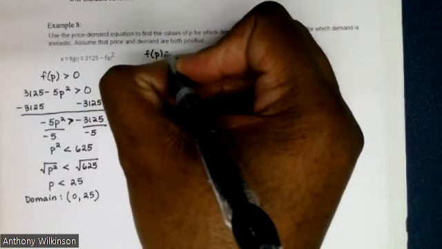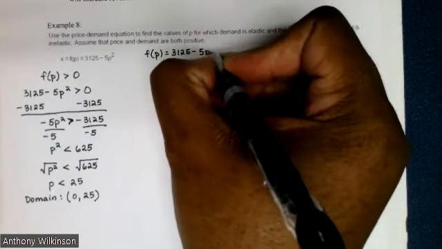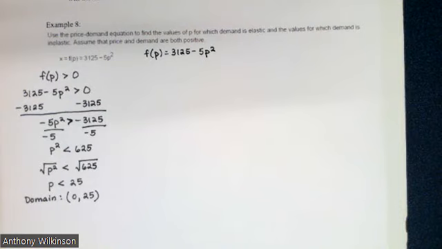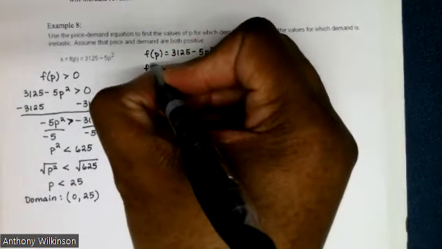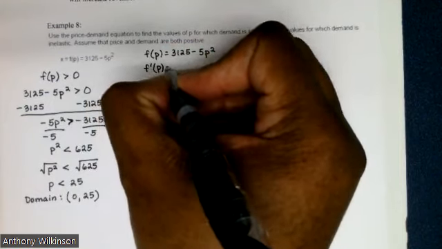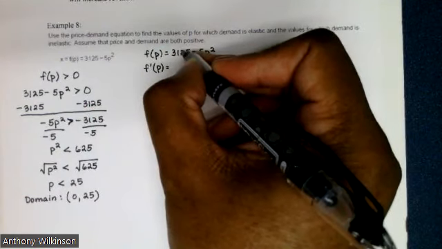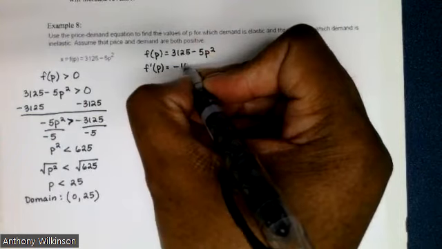Now, of course, my f of p would be 3125 minus 5p squared. What I'm doing here is just finding the E of P, my elasticity function. And I have to take the first derivative of that. So f prime of p would be this. The derivative of 3125 is 0. The derivative of negative 5p squared would be negative 10p.